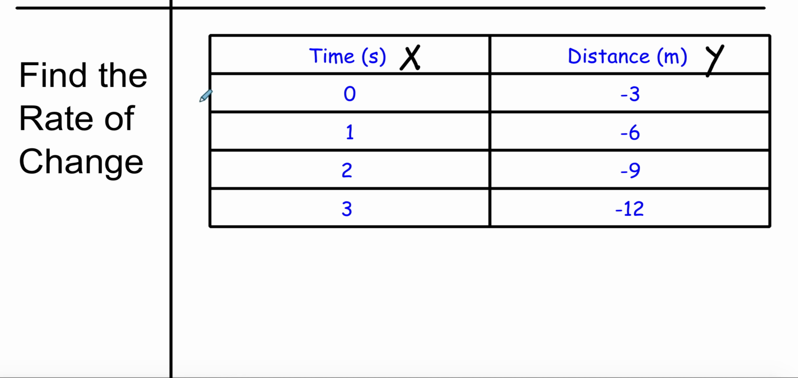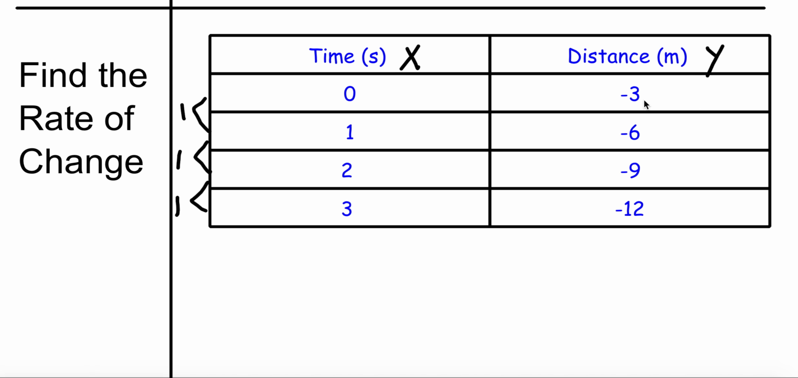The first thing I'm going to do is just start by subtracting these, or finding the difference between them. So to go from 0 to 1 is a difference of 1. To go from 1 to 2, I'm going to take 2 minus 1, and I get 1. To go from 2 to 3, I take 3 minus 2 and get 1. I've got to do the same thing over here.